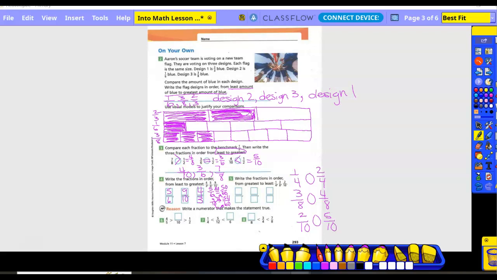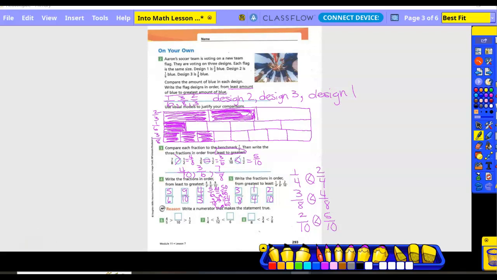Okay, so what do you notice? All of these are less than half, okay? But which one's the furthest away from half? 2/10. And we want the least, we're going greatest to least this time, right? Okay, then 1/4 is only half of half, right? This is only 1/8 from 4/8. So which one's bigger, the 3/8 or the 1/4? The 3/8, right? And then our 1/4 would go in the middle.